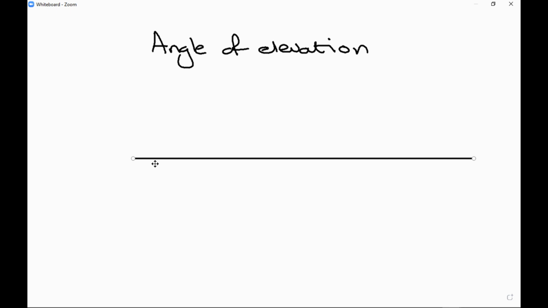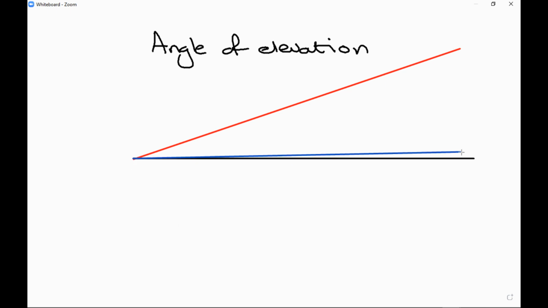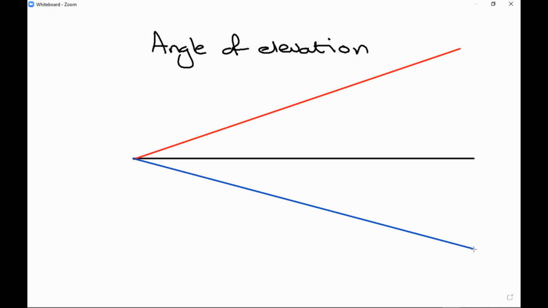The angle of elevation will start from the horizontal line and work its way upwards. And the angle of depression will work from the horizontal line downwards. So the bottom one is your angle of depression. The top angle is your angle of elevation.